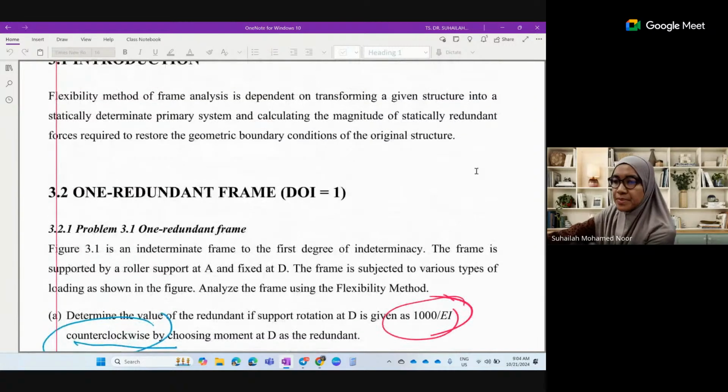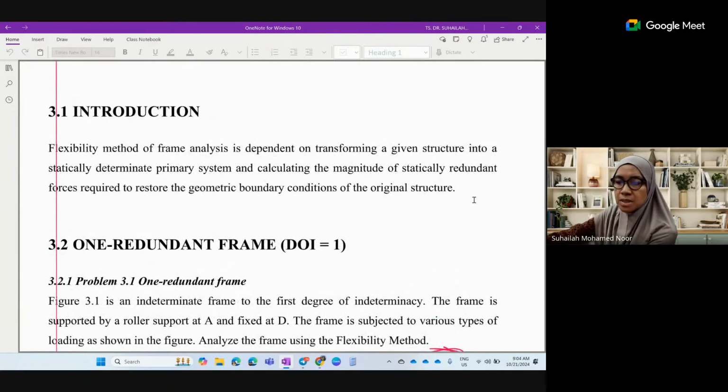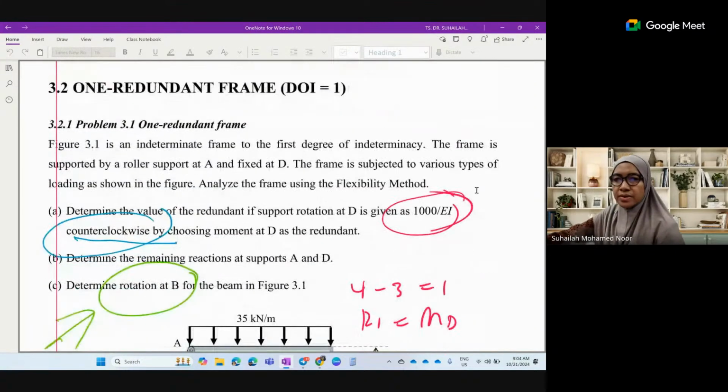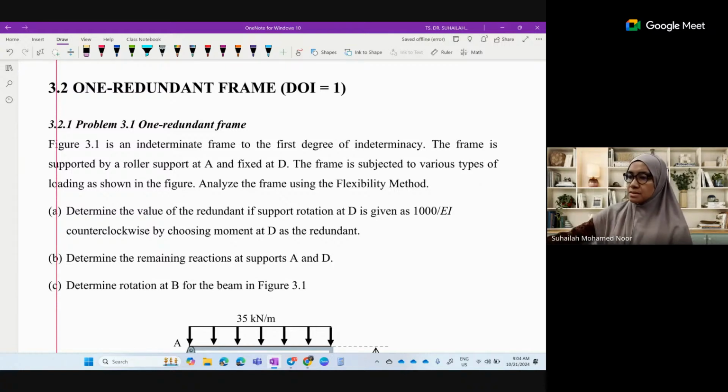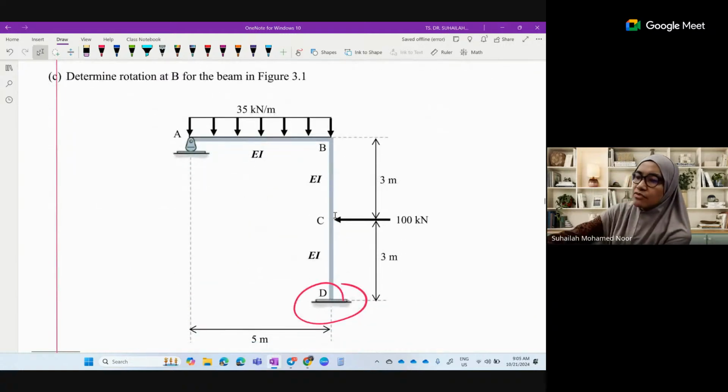Okay, what is given in the module. In the module, it is under chapter number 3 for one redundant frame. One redundant frame is here. We just want to go through this example, because there is something that I want to highlight. So number one, this is the frame.